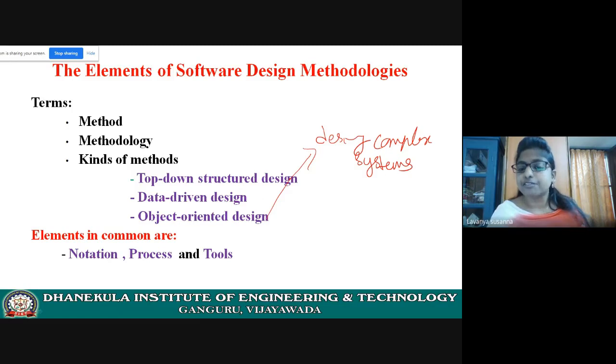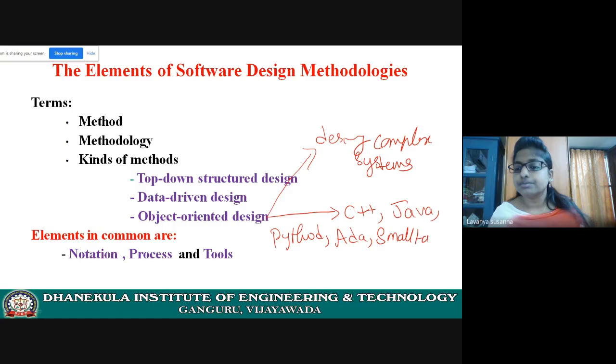The languages that follow this object-oriented design are C++, Java, Python, Ada, Smalltalk, Visual Basic, Visual C#, etc. These are the languages that follow object-oriented design, and this design is best suited for designing complex systems.